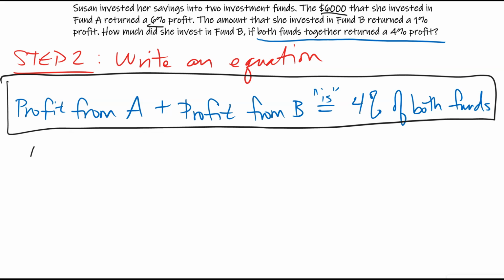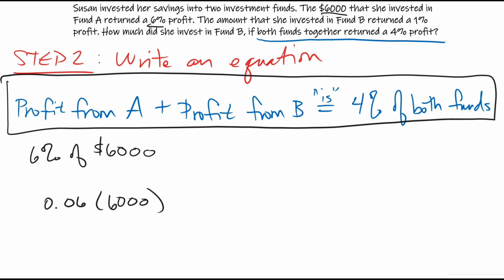So you can write this in steps if you want. 6% of 6,000 is the profit from A. If you want, you can go ahead and write that as a decimal, 0.06 times $6,000. So those two statements are the same. 6% of $6,000 is 0.06 times 6,000. We're going to add that to the profit from B.